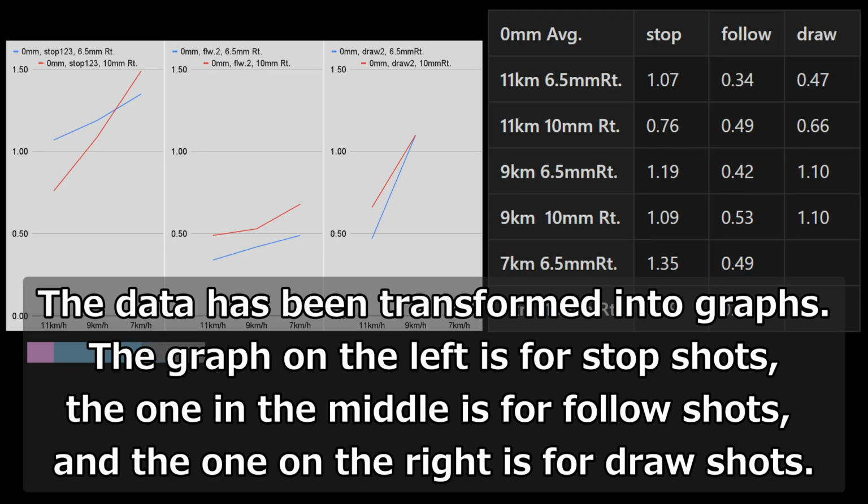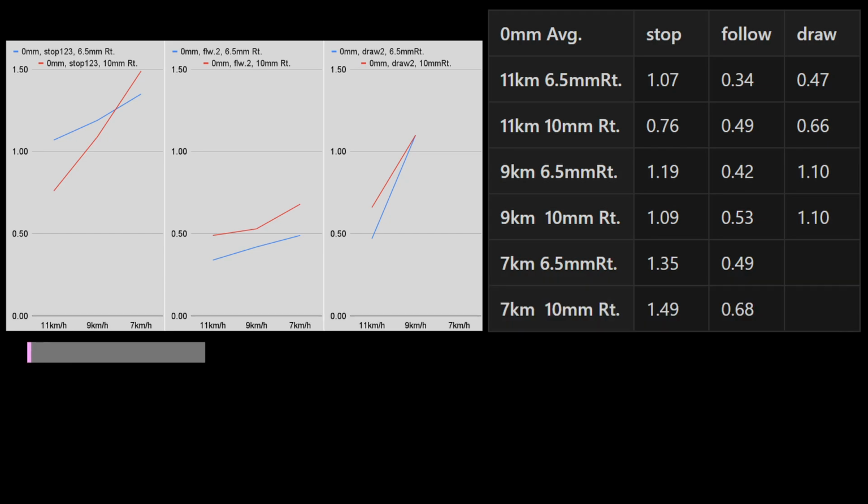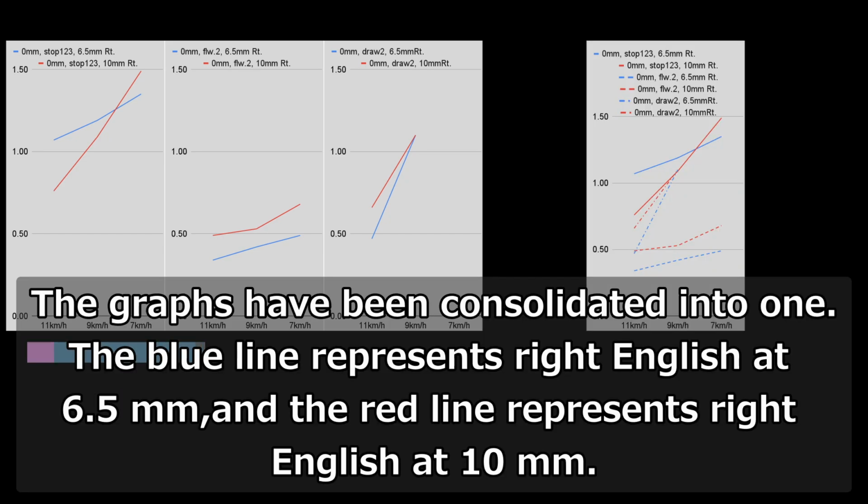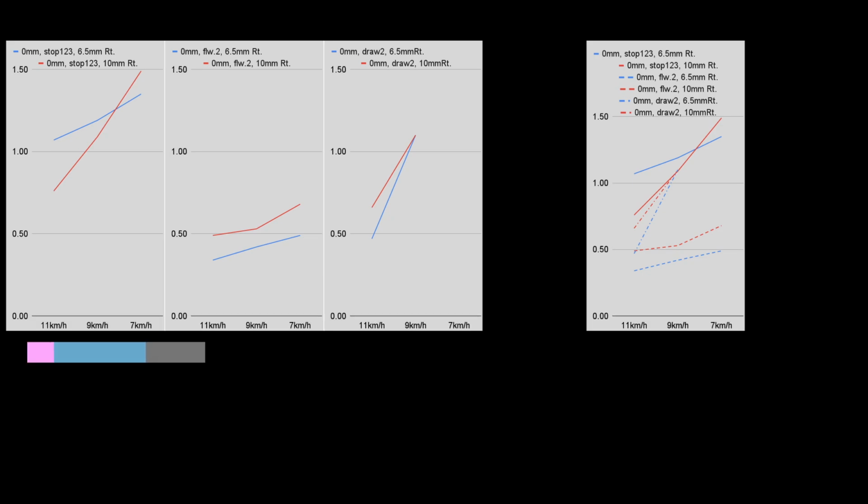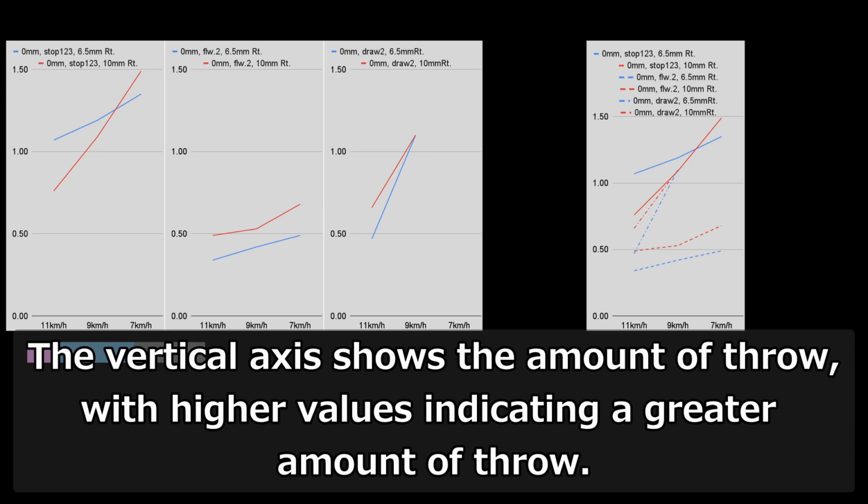The graph on the left is for stop shots, the one in the middle is for follow shots, and the one on the right is for draw shots. The graphs have been consolidated into one. The blue line represents right English at 6.5 mm, and the red line represents right English at 10 mm. The vertical axis shows the amount of throw, with higher values indicating a greater amount of throw.